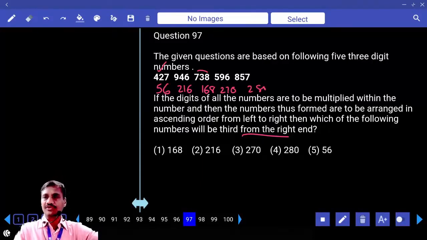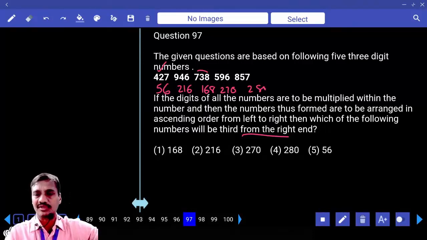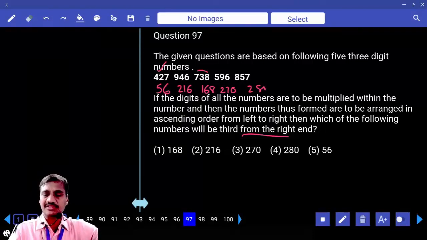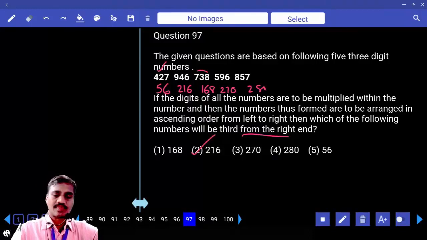Then the numbers thus formed are arranged in ascending order from left to right. Which will be third from the right hand? Tell me, which is third from the right here? 56, 168 and 216. It is 216, choice 2, for 97.